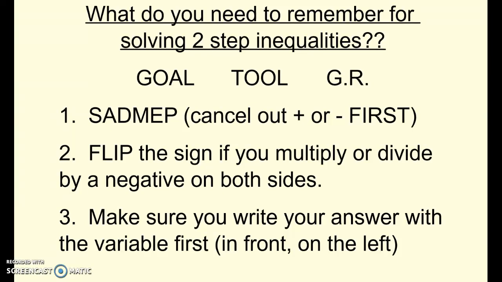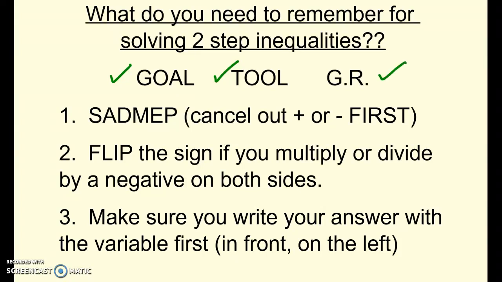So this is in your notes for you to write down. What do you need to remember when solving two-step inequalities or multi-step inequalities? We still have the same goal of isolating the variable. We still use the same tool of inverse operations to cancel things out, and we still have to follow the golden rule. Everything has to stay balanced.